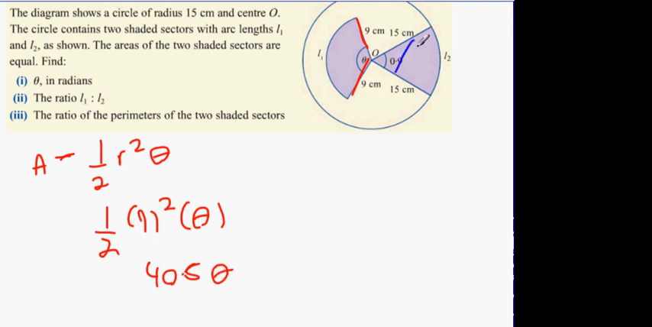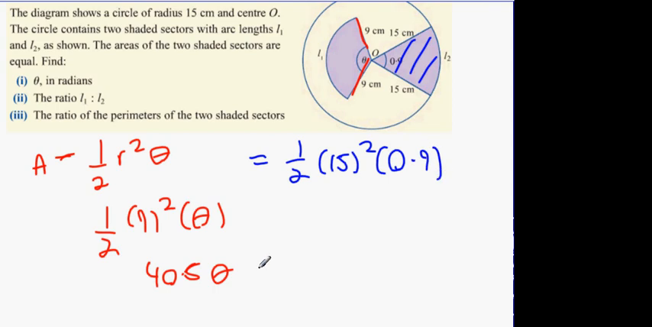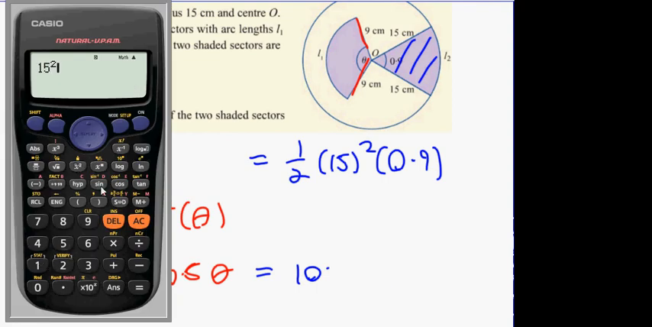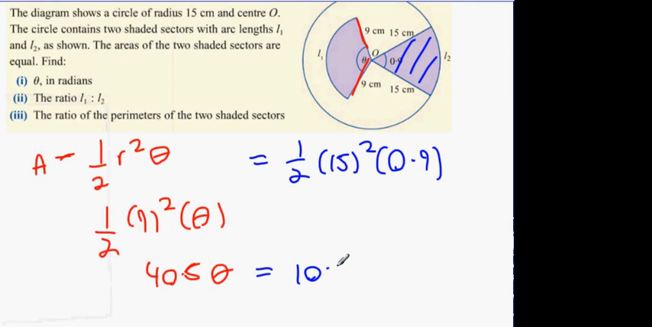The other one, which is in blue, is going to be a half 15 squared 0.9. Can somebody tell me what a half 15 squared 0.9 is? Sorry? 101. Sorry guys, let's check it out as well. Sorry about that. 15 squared multiplied by 0.9 divided by 2. Exactly what you said, 101.25. Now, guys, what you're going to do next is divide it by 40.5 to find out the angle.